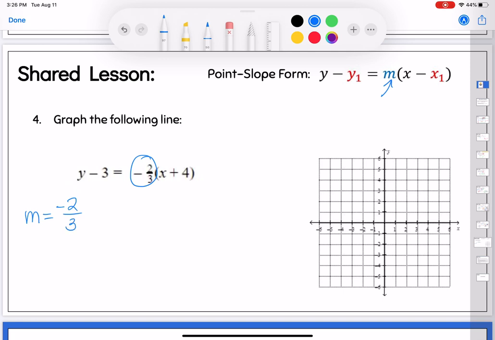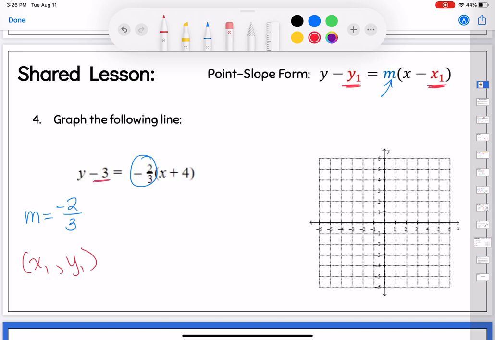Now you might be thinking, maybe I need to distribute that and put it into slope-intercept form in order to graph this. No, you don't. You're given everything you need, right? Remember these other two spots, y minus y1, x minus x1, that's a point. That's the point x1, y1. And I can count slope from any point that I want. It does not have to be the y-intercept in order to count the slope.